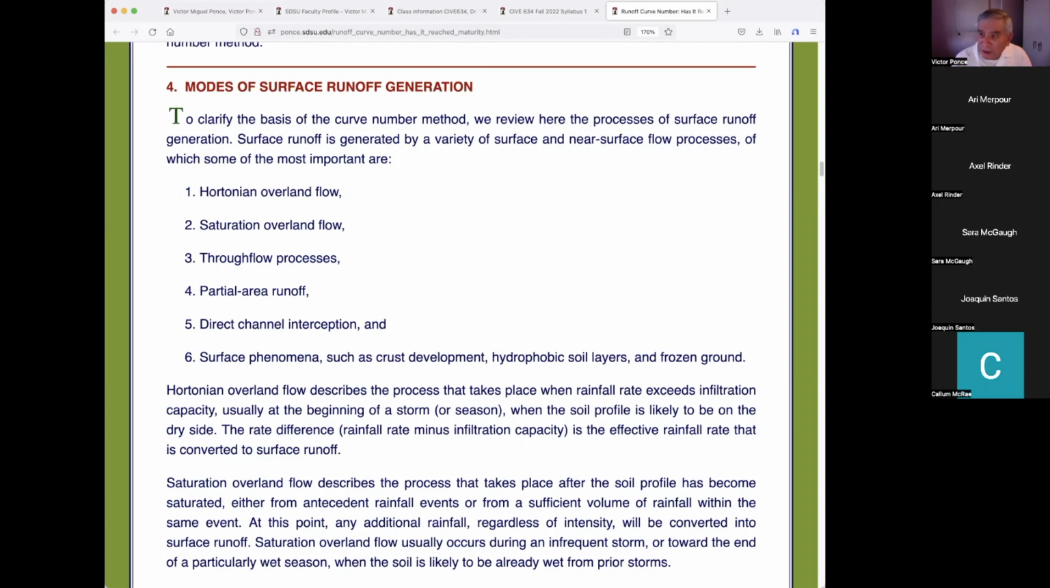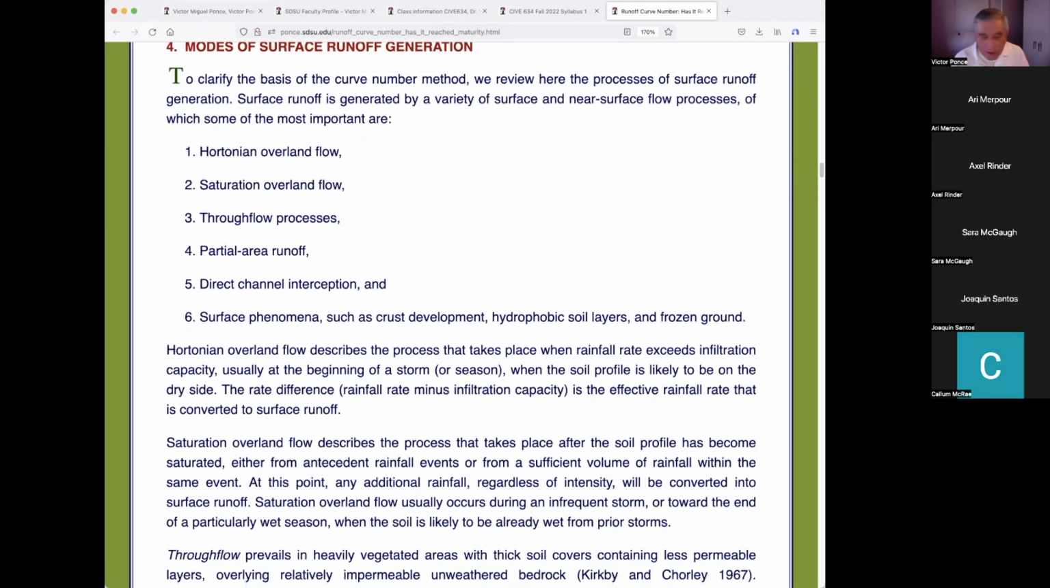Direct channel interception. That is direct channel. It can rain into the channel, and at that point, there's no soil that gets into the picture. It's raining into the channel. Okay. And surface phenomena. This one is very little treated in the books, by the way. Hardly any book talks about this. But of course, since I know, I wanted to talk about this.